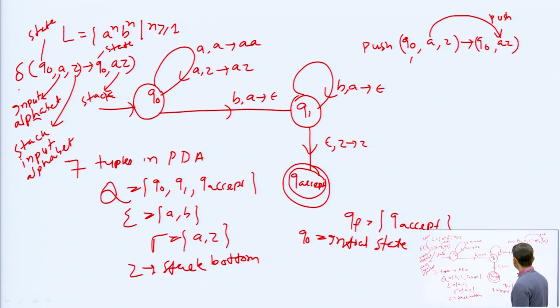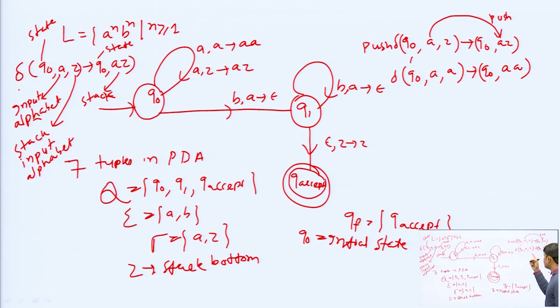Then we have another transition, Q0, A, and then go to Q0, A. What it is saying is that if the state is Q0, the input is A and the stack top is A, again A will be pushed into the stack. This is the push operation.